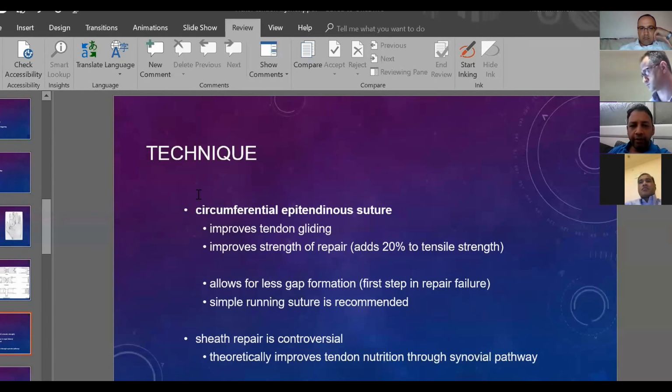Then third repair is sheath repair, which is a bit controversial, but theoretically it improves the tendon nutrition through synovial pathway.